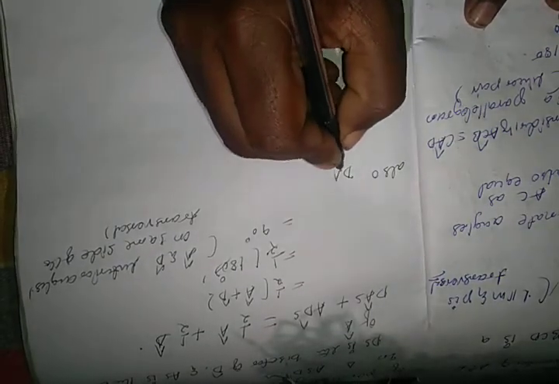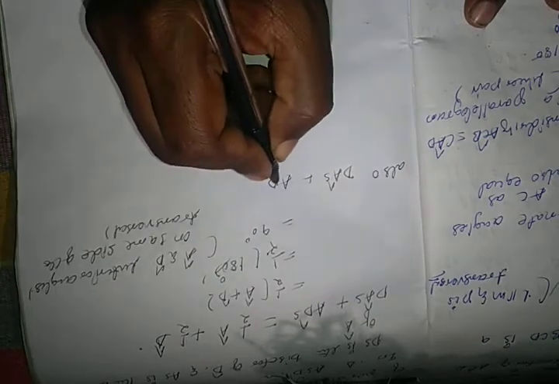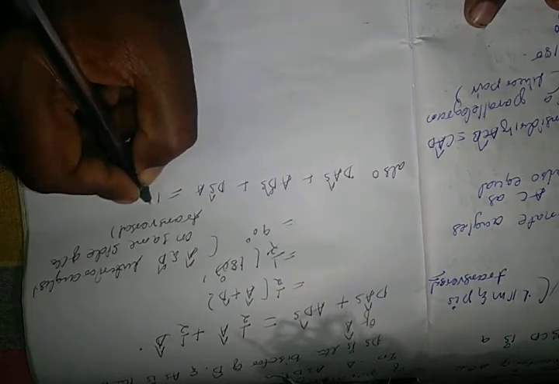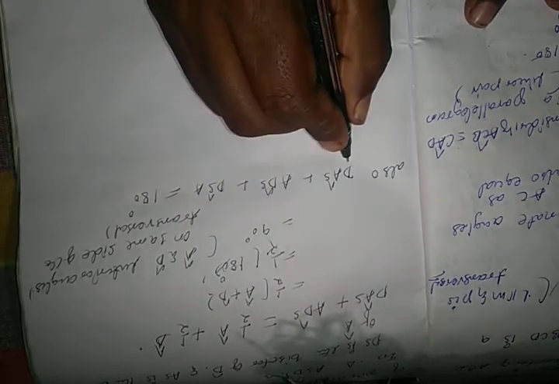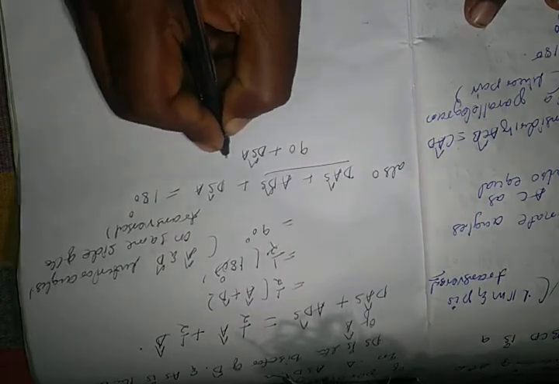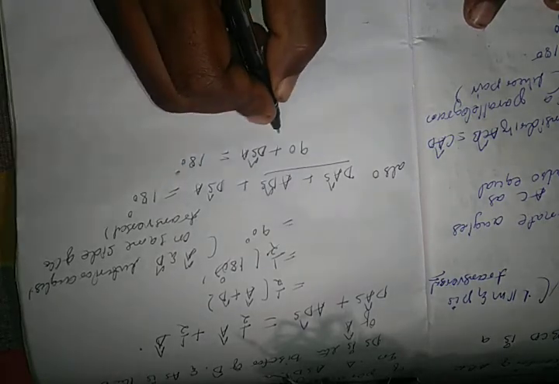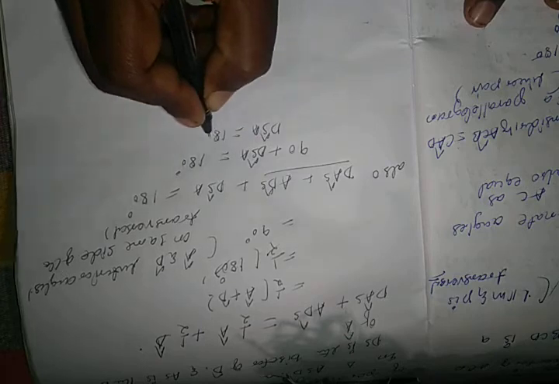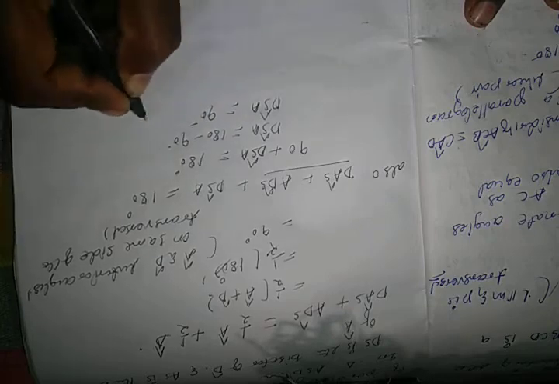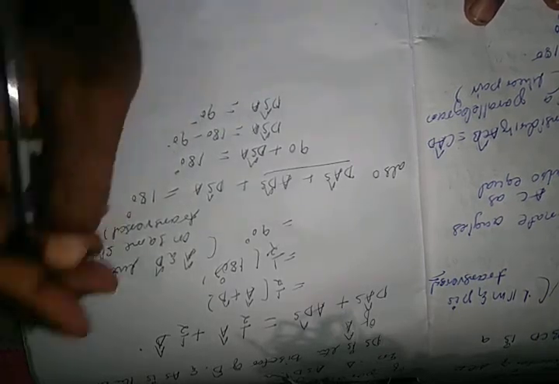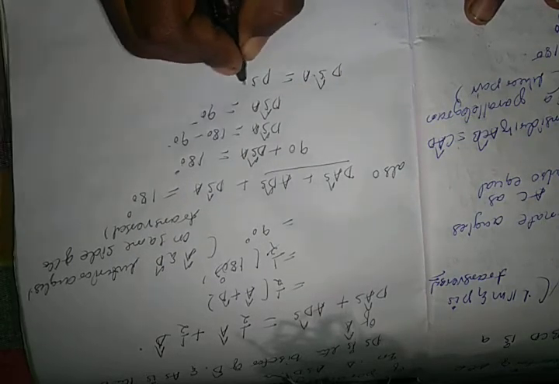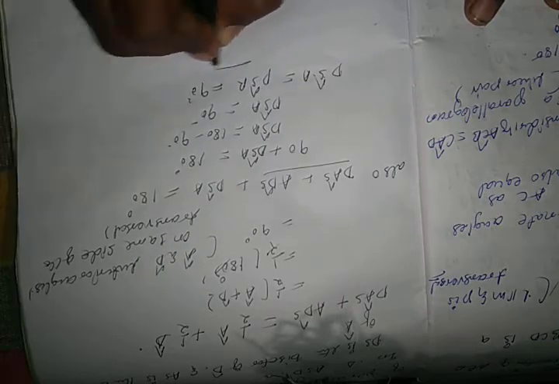Also, in triangle, angle DAS plus angle ADS plus angle DSA, the sum of the interior angles, is equal to 180 degrees. Angle DAS plus ADS both are equal to 90 degrees, plus DSA is equal to 180 degrees. Then DSA is equal to 180 degrees minus 90, that is DSA is equal to 90 degrees. So DSA is equal to PSR is equal to 90 degrees.